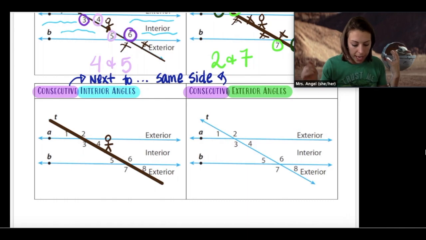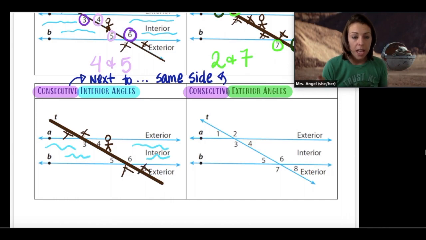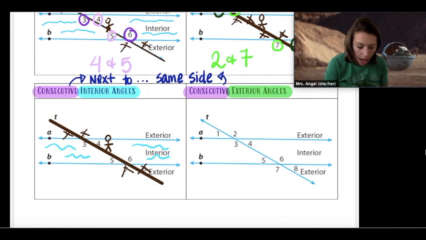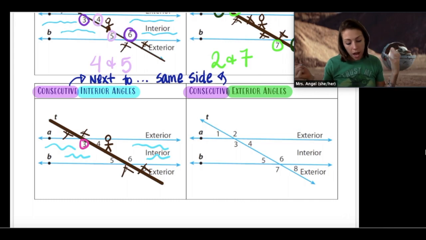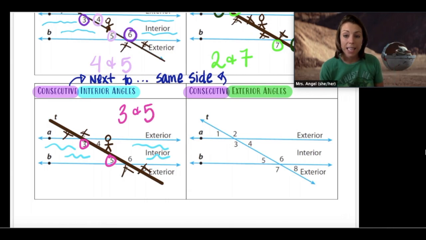And now we're looking at consecutive interior. So we know what interior means. That means in the river. So we can immediately eliminate 1, 2, 7, and 8. Consecutive means on the same side. So let's say I'm standing on the bridge and I look to the left. I see angle 3. What other angle is also inside the river and on the left side of the bridge? Angle 5. So one pair of consecutive interior angles here would be 3 and 5.